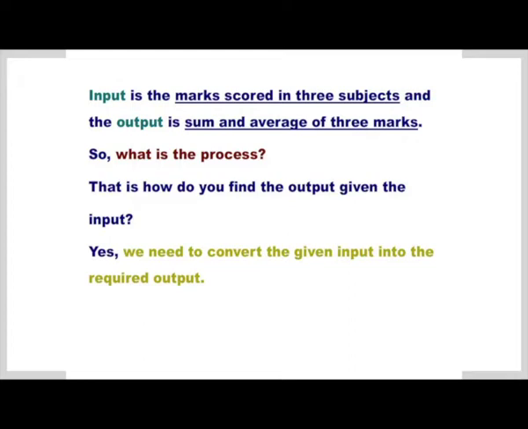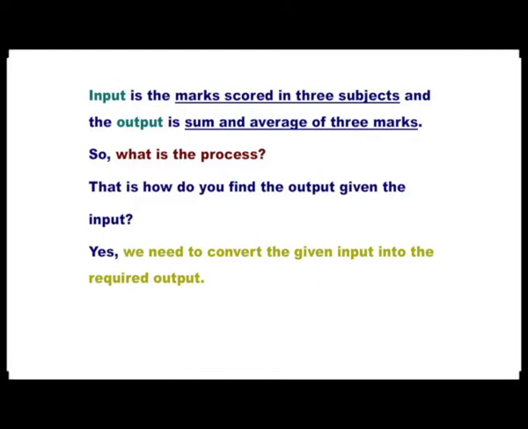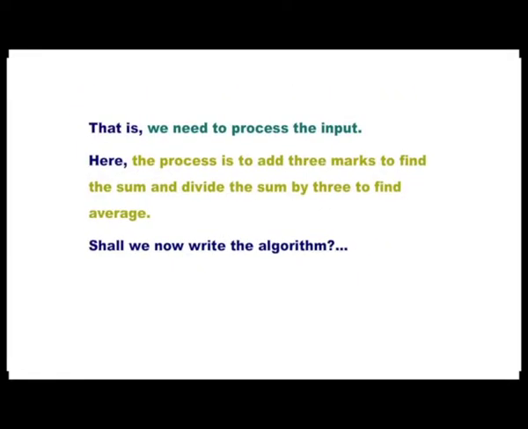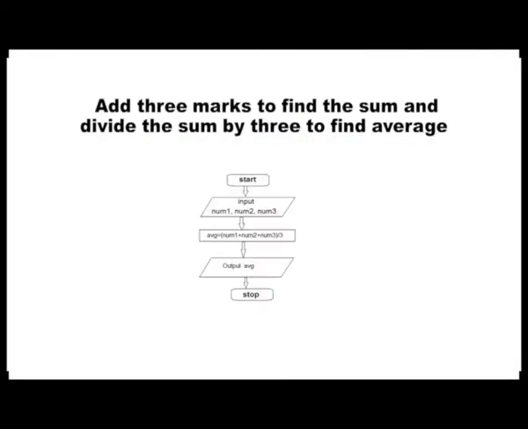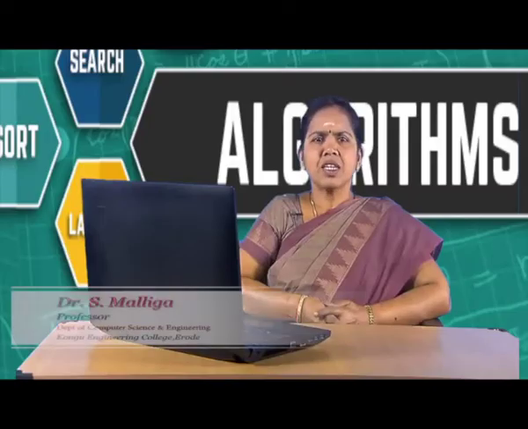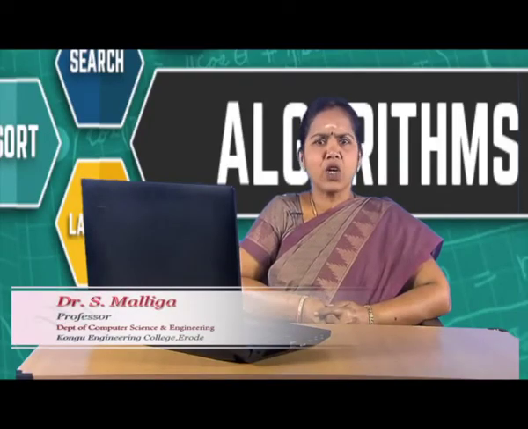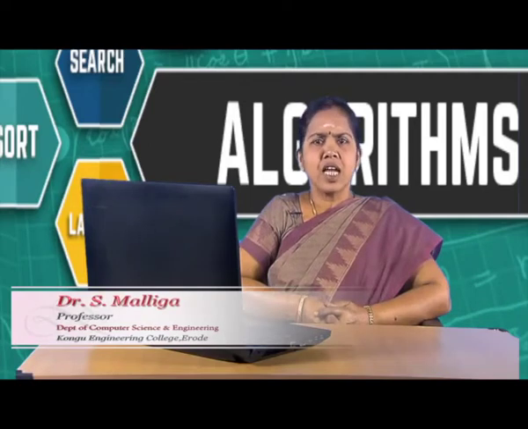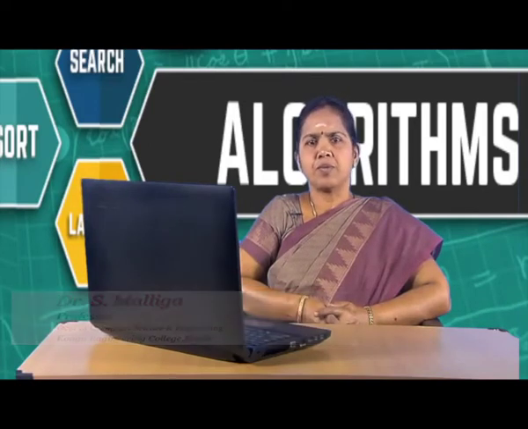That is, how do you find the output given the input? Yes, we need to convert the given input into the required output. That is, we need to process the input. Here, the process is to add 3 marks to find the sum and divide the sum by 3 to find the average. Shall we now write the algorithm?